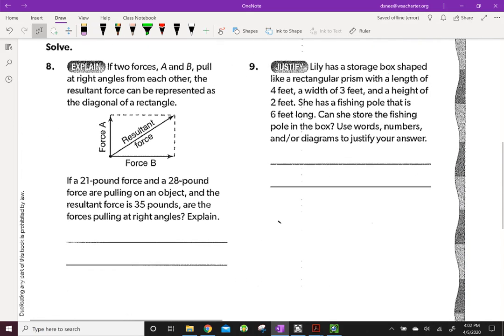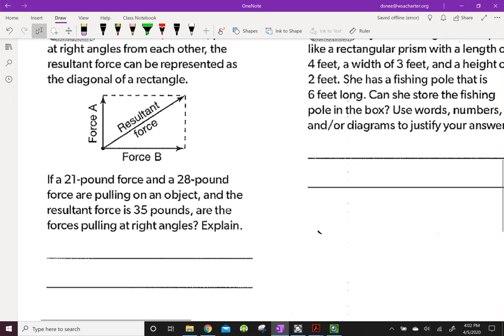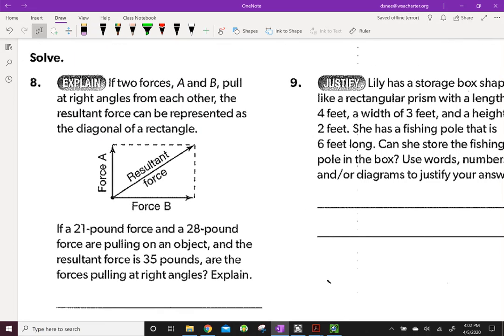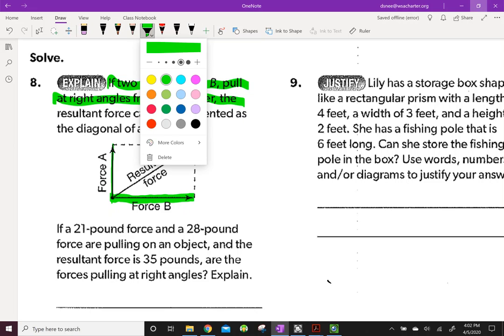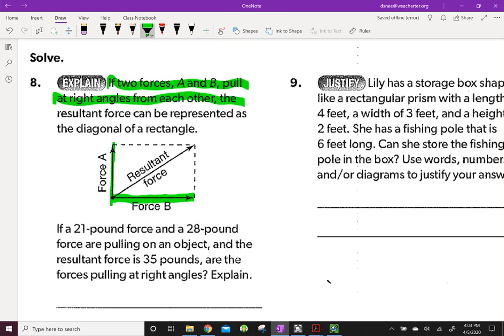Okay. Now we're going to look at number 8. Number 8 says solve. You can pause this video anytime you need to. Okay. There are two forces, A and B, that pull at right angles from each other. The resultant force can be represented as a diagonal of the rectangle. All right, so I've got two forces, A and B, that pull at right angles from each other. So I've got force A pulling this way, and I've got force B pulling this way. Force A and force B.